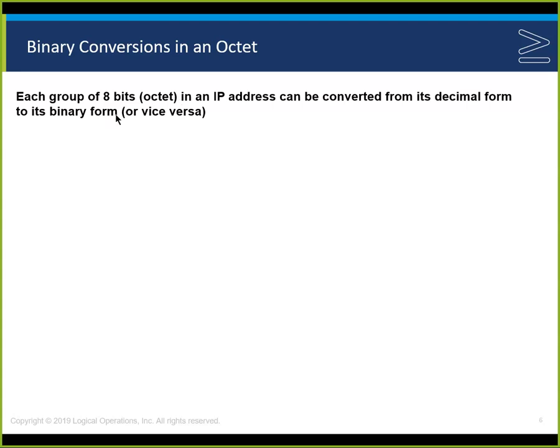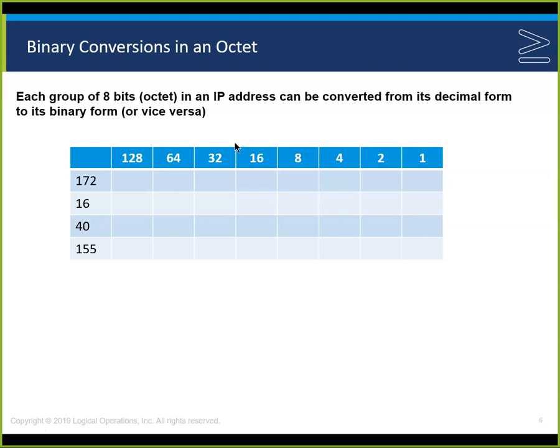Binary conversion: each group of 8 bits in an IP address can be converted from its decimal form to its binary form, or vice versa, using the 1, 2, 4, 8, 16 values. We're going to do the same thing here in an automated fashion. 172, same thing that we just did. Was 172 greater than or equal to 128? The answer is yes. Put a 1 in the 128 position, subtract the 128. Is 44 greater than or equal to 64? We're going to say no. So we'll put a 0 there.